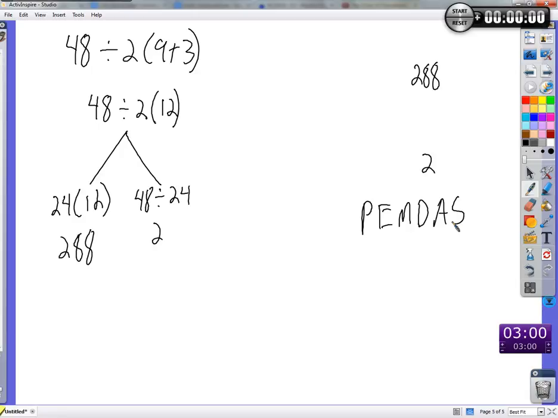So, again, I'll ask you, who's right? Is 288 right? Is 2 right? They're both right. They're both right. How can they both be right? Depending on what? Do they follow the order of operations correctly? Depending on how they learned it. Depends on how they learned it. And that's the only thing it depends on. It doesn't depend on anything else other than how they learned it.